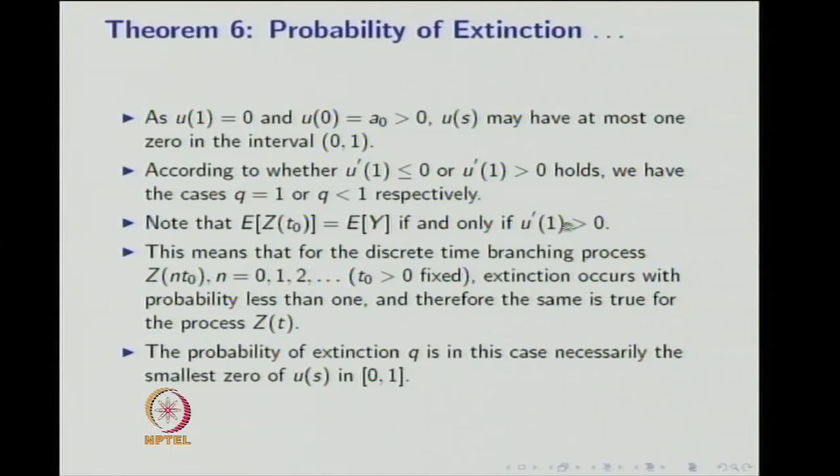So whenever u dash of 1 is strictly greater than 0, the probability of extinction is less than 1. This means that for a discrete time branching process Z of n times t naught, extinction occurs with probability less than 1, and therefore the same is true for the process Z of t. The probability of extinction q is in this case necessarily the smallest zero of u of s in 0 to 1.